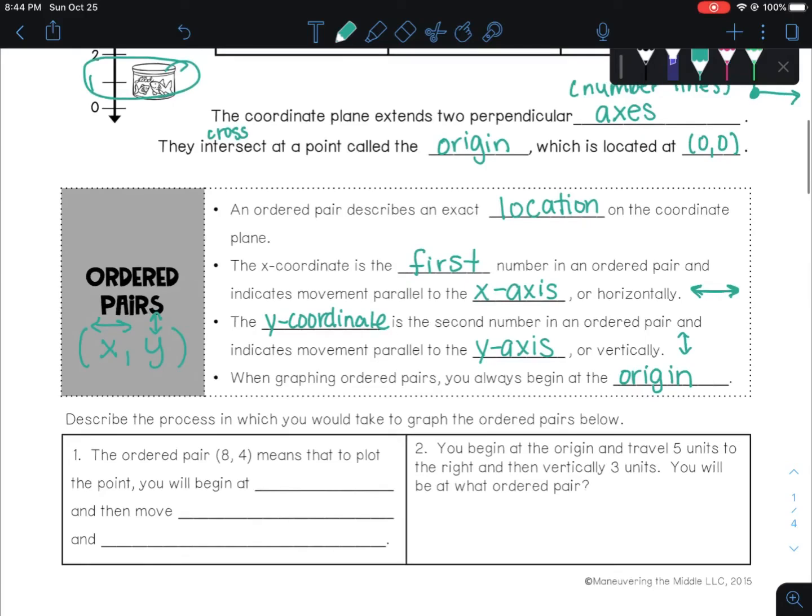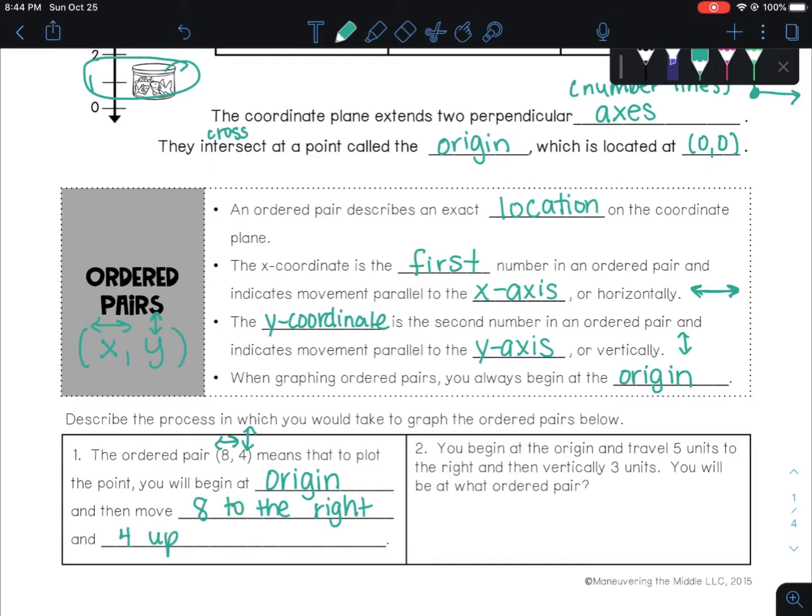All right, so let's just see what we would do here. The ordered pair 8, 4 means that to plot the point, you will begin at the origin, where we always start, and then you're going to move. So x is going to tell us left and right. So you're going to move 8 to the right. And the y tells us up and down. It's positive 4. So 4 up.